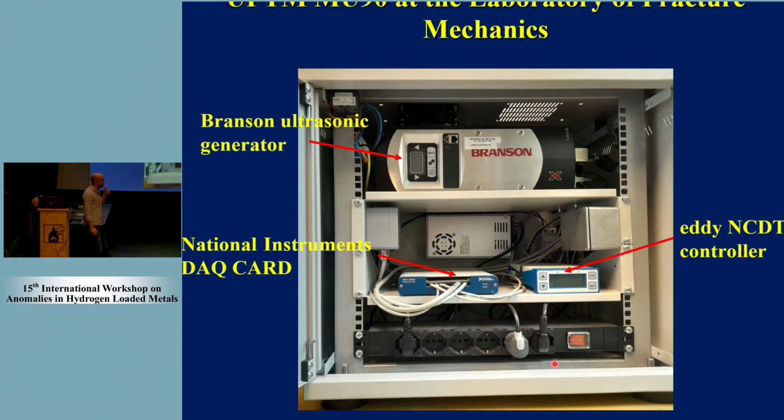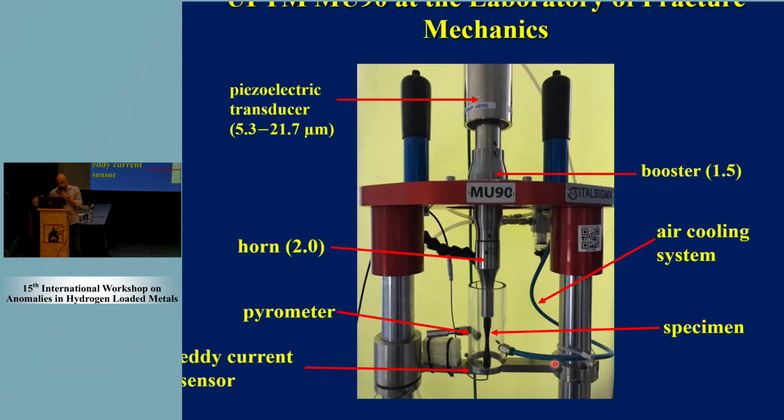Here you can see, in this image, the ultrasonic generator of the ultrasonic testing machine that was used in this experimental campaign. And at the same time, here, you can see the mechanical components of the ultrasonic testing machine: the piezoelectric transducer, the booster, the horn, and finally here we have the specimen.